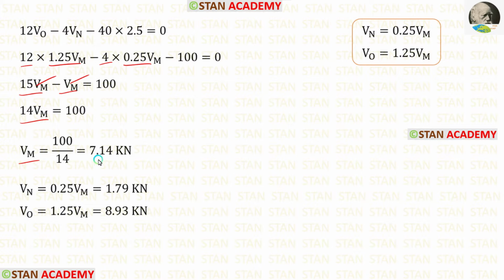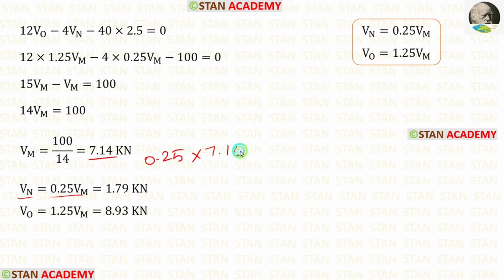Finally, for Vm, we are getting 7.14 kilonewton. We know that Vn is equal to 0.25 Vm. So we can multiply 0.25 with 7.14. We will get 1.79 kilonewton. Also, we know that Vo is equal to 1.25 Vm. When we multiply 1.25 with 7.14, we will get 8.93 kilonewton.